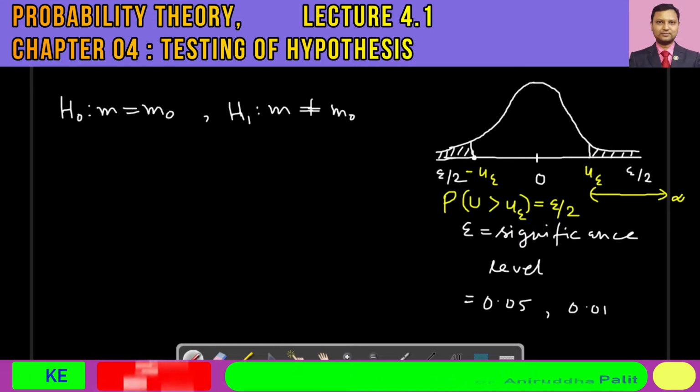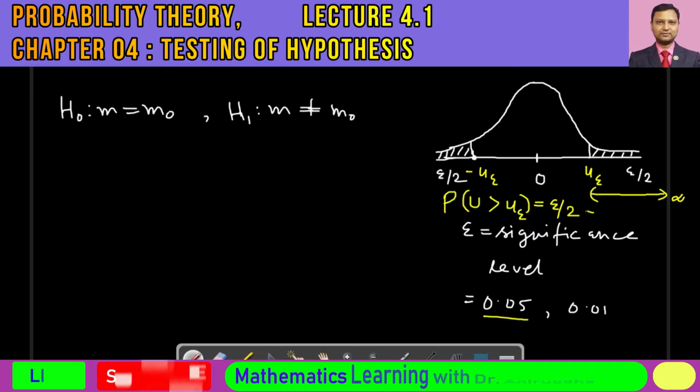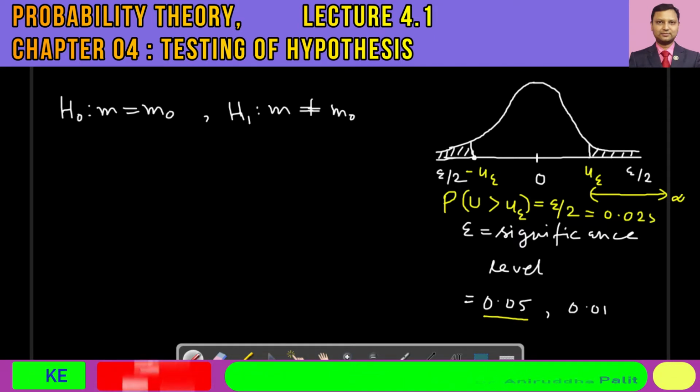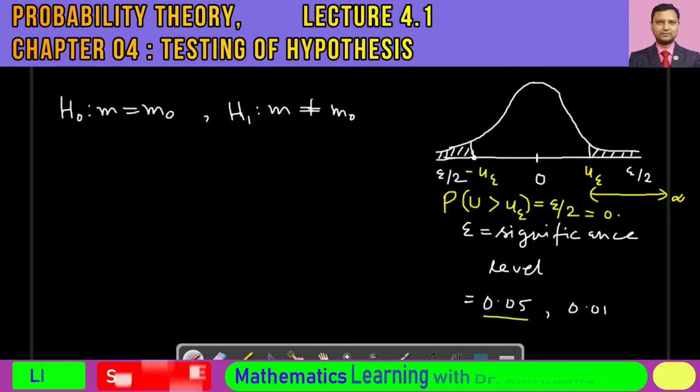Okay, and suppose the value of epsilon is taken to be 0.05. In that case, what would be the value of epsilon by 2? It would be equal to 0.025. So in this fashion you have to identify this right hand side probability, and once you identify it, you would be able to identify the value of u epsilon from the normal distribution table.